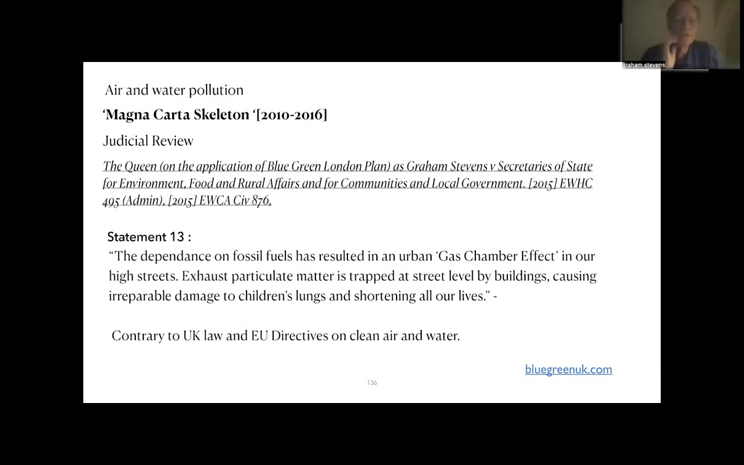But after the judge refused to allow us to argue against it, they changed the law, and this can be referred to in the Queen on the application of Blue-Green London Plan, as Graham Stevens was Secretary of State for Environment, Food and Rural Affairs and the communities and local government. So it went to appeal as well.